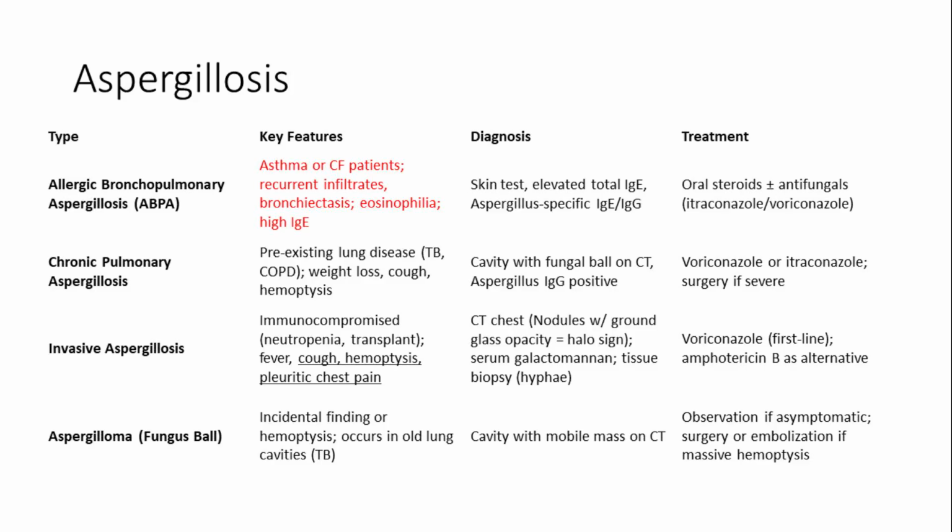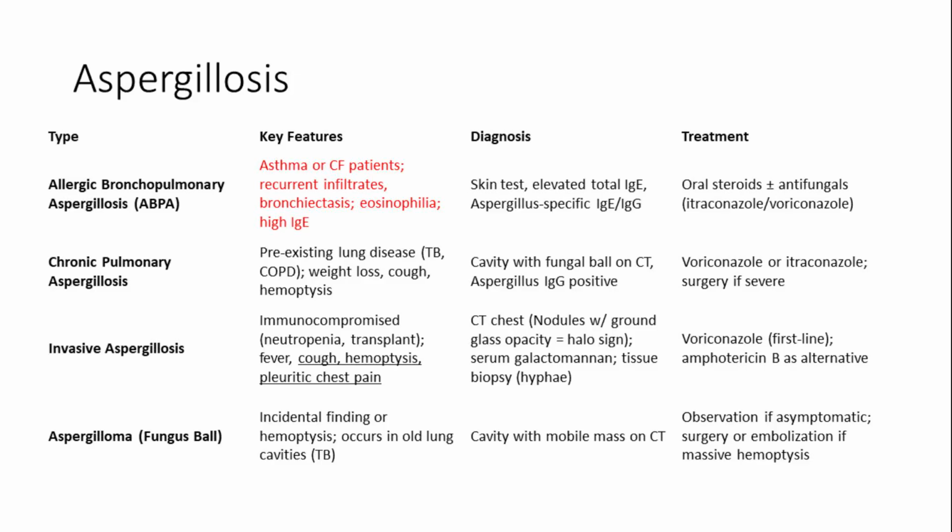Chronic pulmonary aspergillosis occurs in individuals with pre-existing lung disease, including tuberculosis, COPD, or sarcoidosis. It presents with weight loss, chronic cough, hemoptysis, and progressive fatigue and breathlessness. It's diagnosed with CT chest showing cavity with a fungal ball and positive Aspergillus IgG.